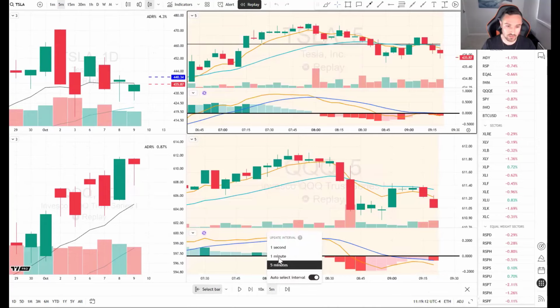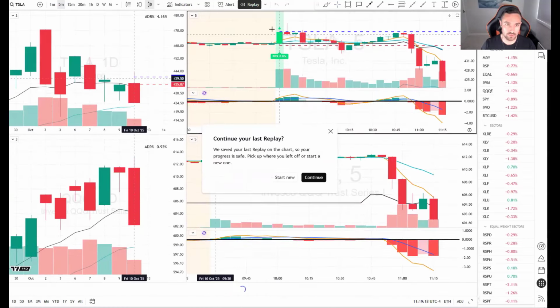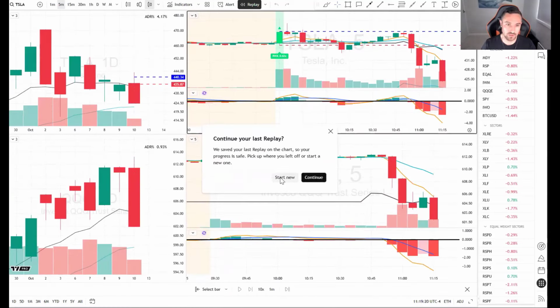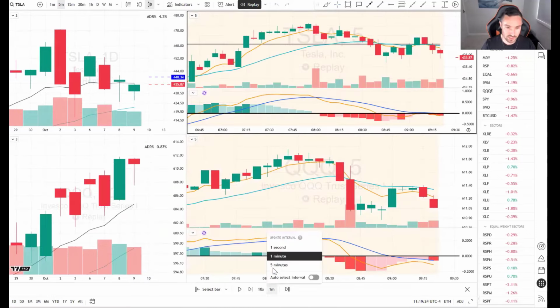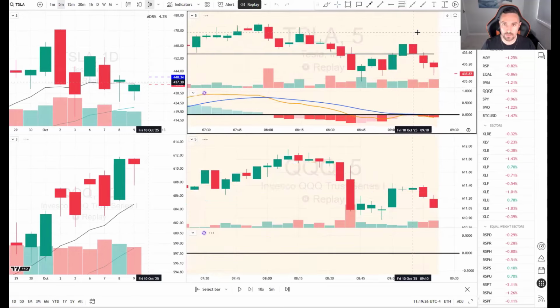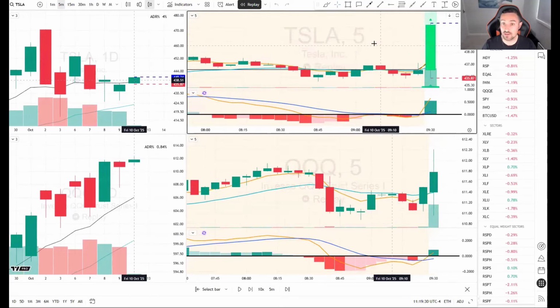I have selected the bar. I just want to change this. Yep, I'll exit that a second. Go do it one more time. Nope, I'm going to start new. Let's go from this bar here. Change that from 1 minute to 5 minutes. Okay, so play this forward. So this is what the opening 5-minute candlestick looks like for Tesla today.